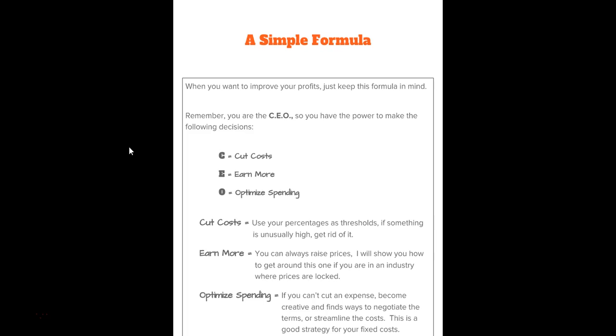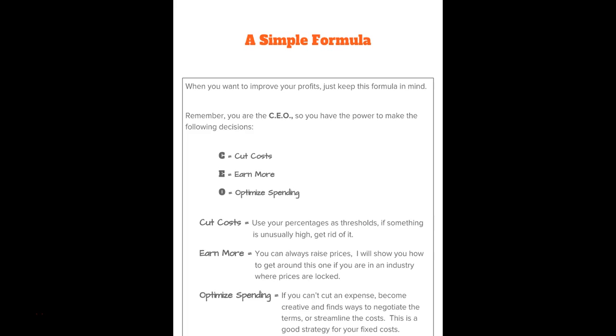So this is a simpler formula you can use. When you want to improve your profits, just keep this formula in mind. Remember, you are the CEO, so you have the power to make the following decisions. C, cut costs, E, earn more, or O, optimize spending.